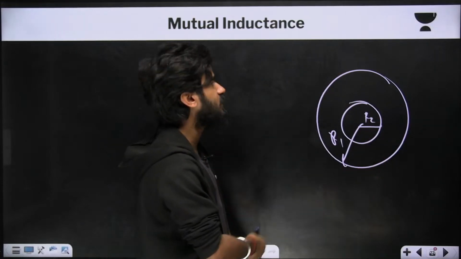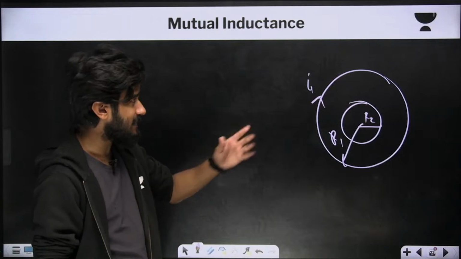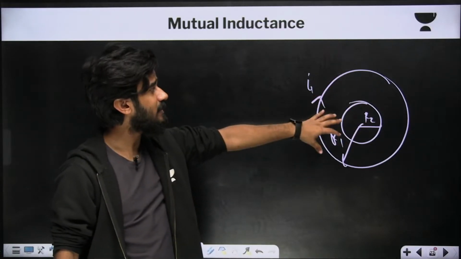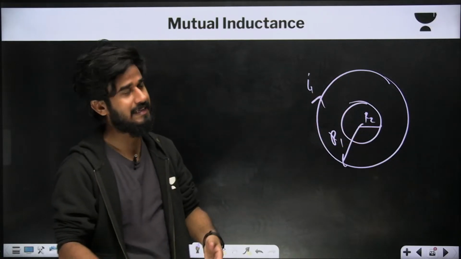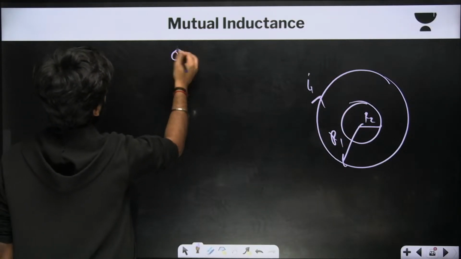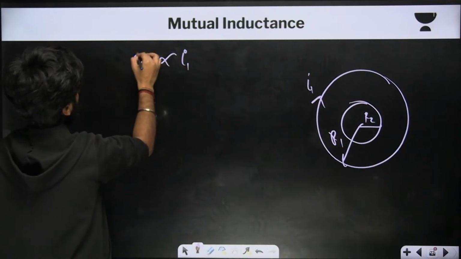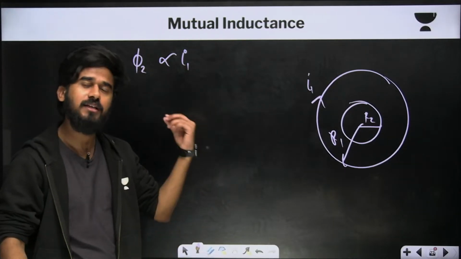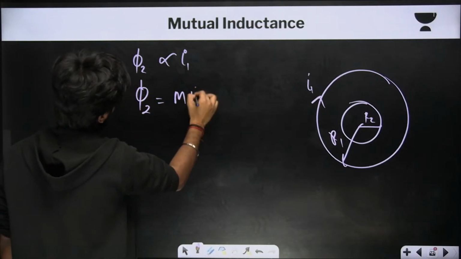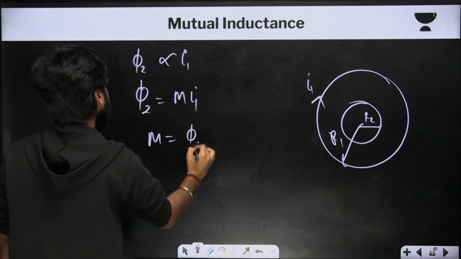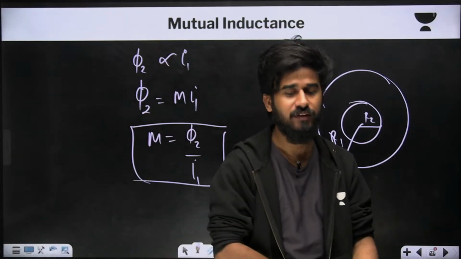Suppose we are changing the current I1 in this particular loop. If we change the current I1, there is a flux change in the second loop as well, because they are placed coaxially. So if we change the current in the first loop, the flux will change in the second loop. This is the expression of mutual inductance: phi 2 is equal to M into I1. Here M can be written as phi 2 by I1.